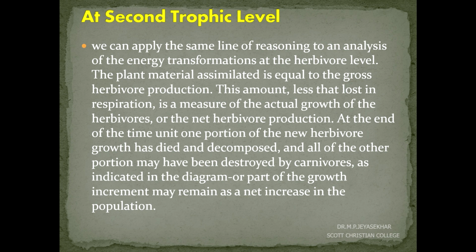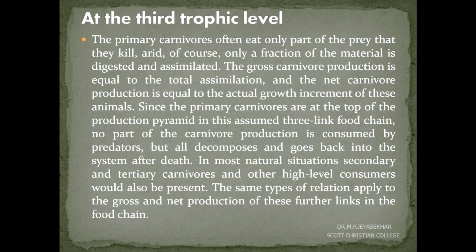Second trophic level. When we apply the same line of reasoning to analysis of the energy transformation at the herbivore level, the plant material assimilated is equal to the gross herbivore production. The third trophic level, the primary carnivores often eat only part of the prey they kill, and of course, only a fraction of the material is digested and assimilated.